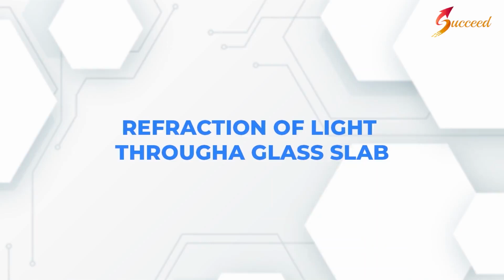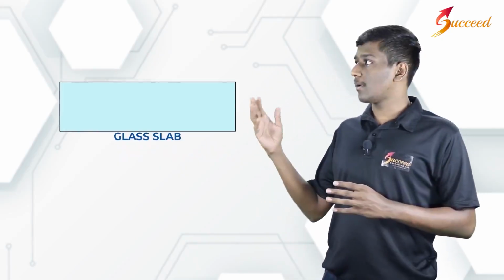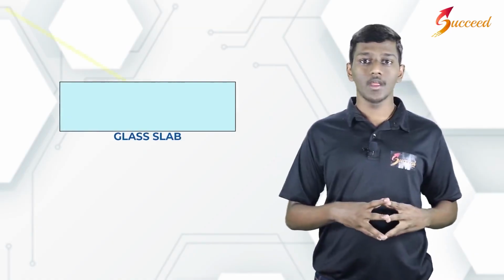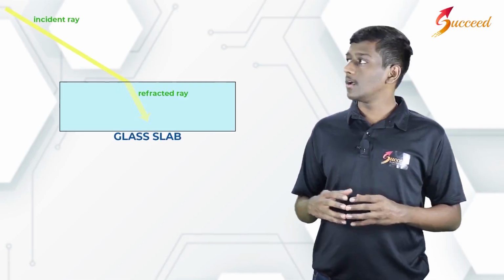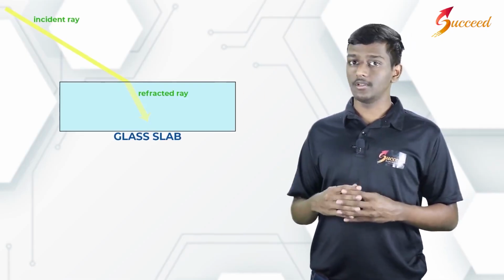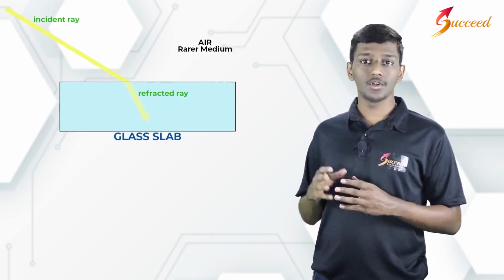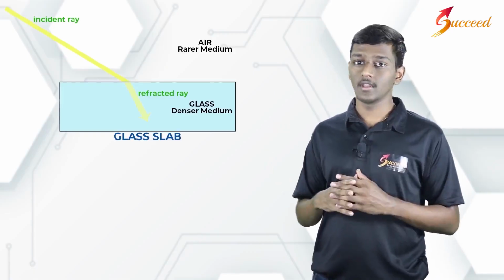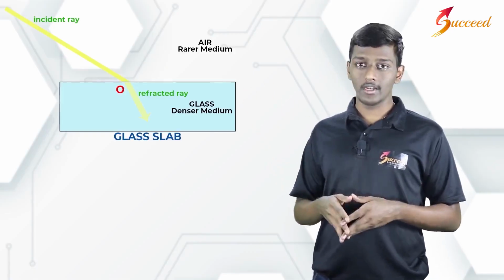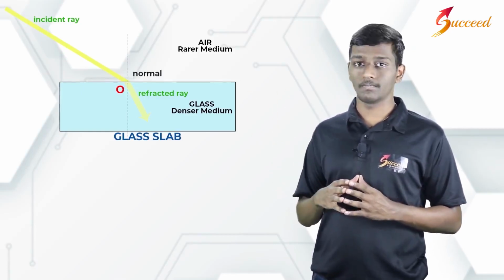Refraction of light through a glass slab. Now let us take a glass slab. Now let us pass light through this glass slab. We observe that light is shifted. At the interface, we observe that the light is traveling from a rarer medium to a denser medium, that is, from air to glass. At O, we observe that the light is deflecting towards the normal.